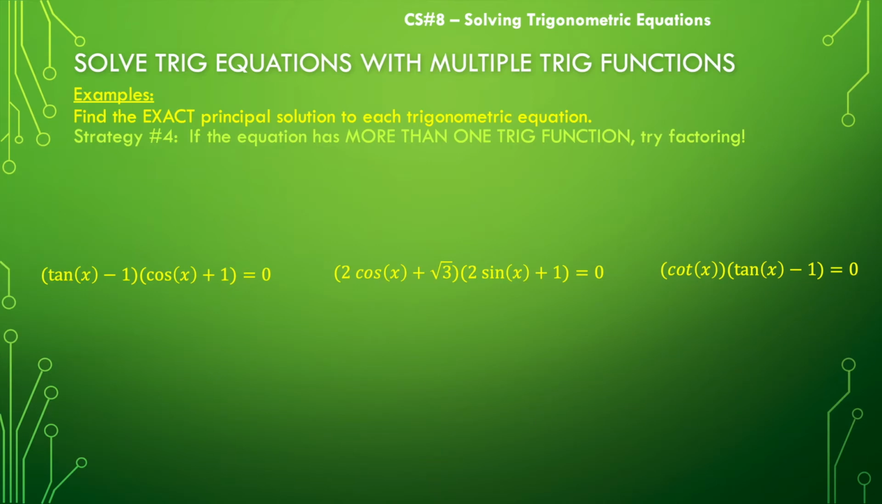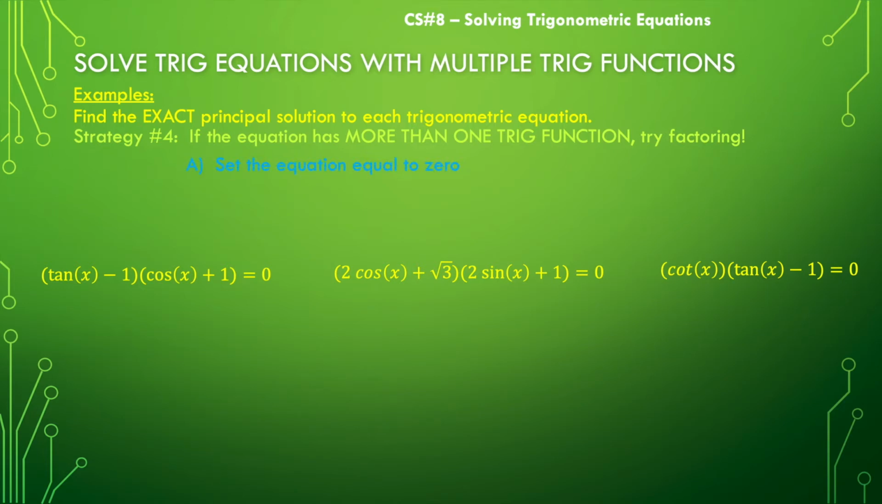We are looking in these examples to find the exact principal solution for each trigonometric equation. And remember, a principal solution is the same as finding all the solutions on one rotation of the unit circle. So from 0 to 2 pi, but not including the 2 pi. Okay, so in this strategy, we are going to notice that our equations have more than one trig function embedded in them, and we are going to try to separate those into separate factors. Okay, so that's the whole idea.